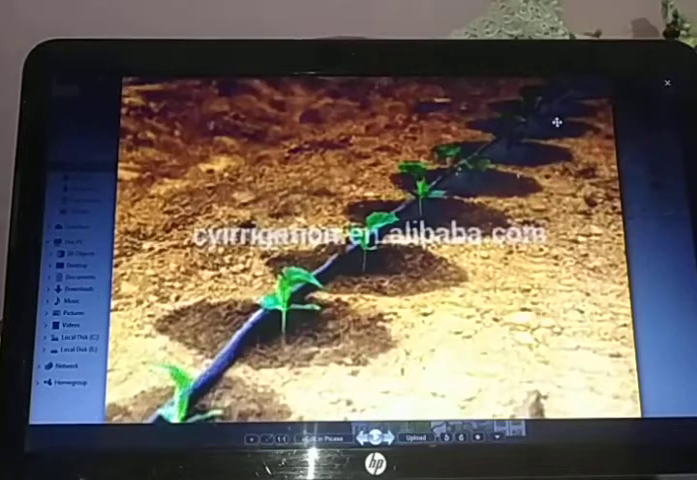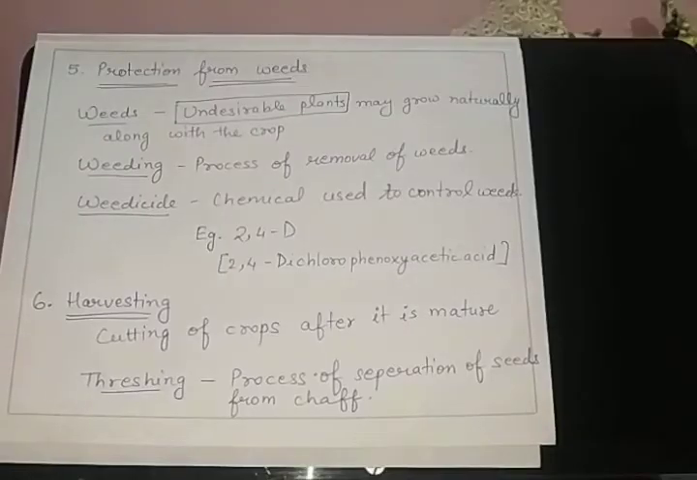This is also the maximized view of it. You can see here, the drip, one by one on every plant, the drop is being put. This is a modern technique by which we can conserve a lot of water. Okay, so now the irrigation is done.